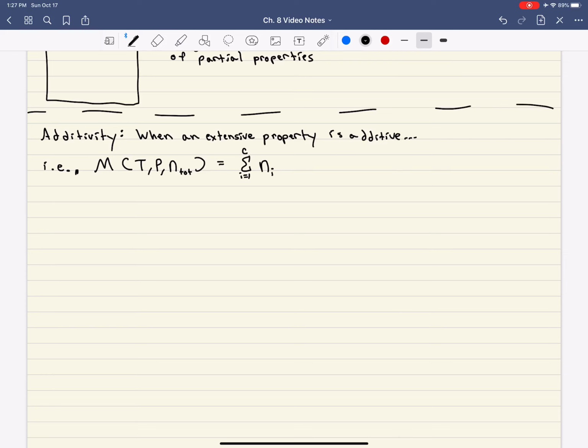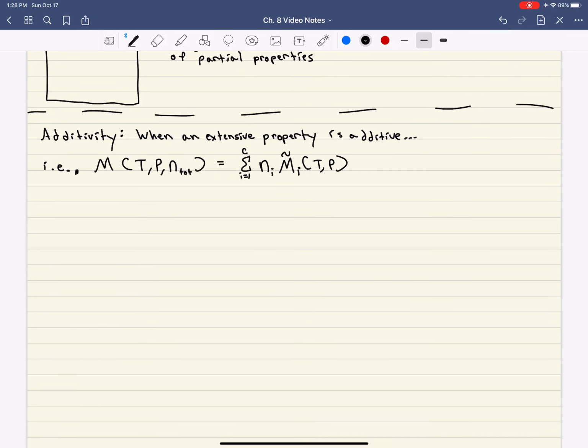M equals the sum of N_i times M_i of the pure component at T and P. So a mixture is additive when the extensive property of the entire mixture is just essentially the sum of the moles of one component times the molar property of that pure component. So this is what it means to be additive.